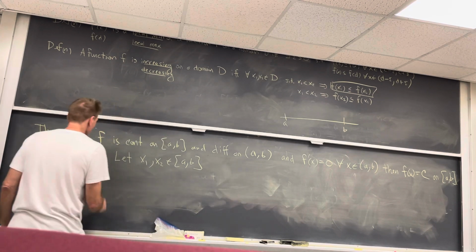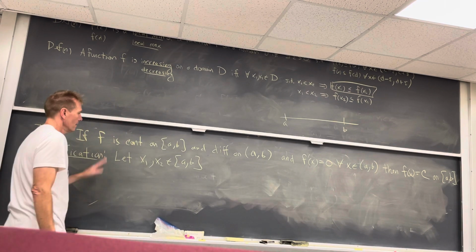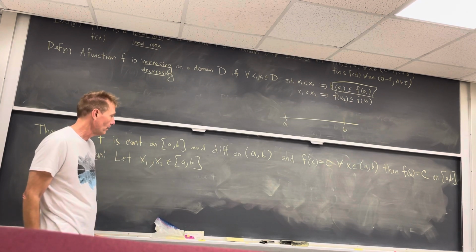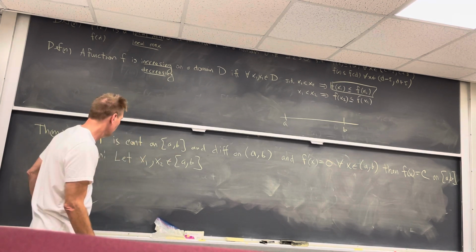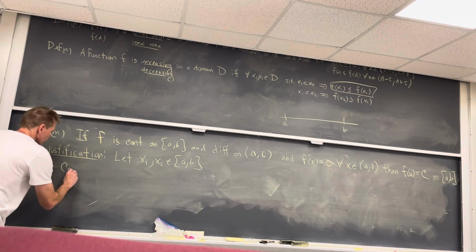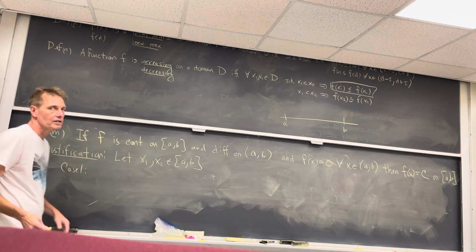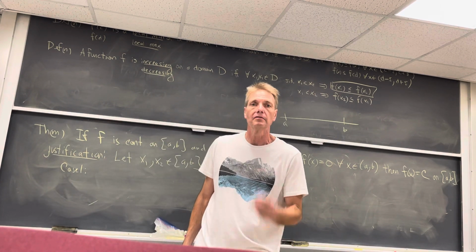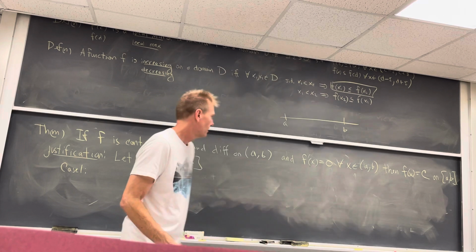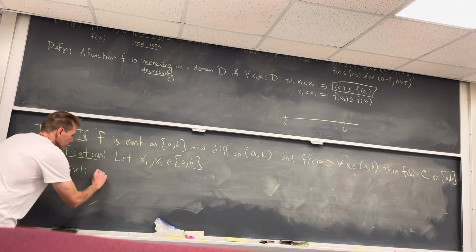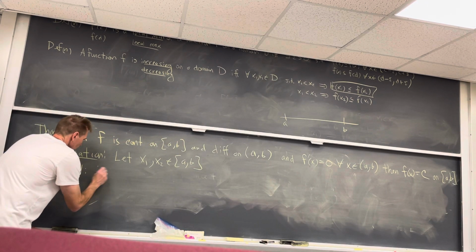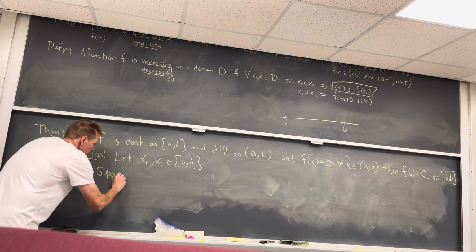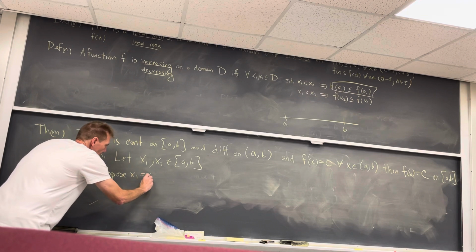So this is going to be my justification. Again, this is the creative part: let x1 and x2 be any arbitrary points in the closed interval AB. Case one. Now, I always used to hate the word case in a justification because I knew there would be at least two, but in this case there will be three. Case one is suppose x1 is equal to x2.